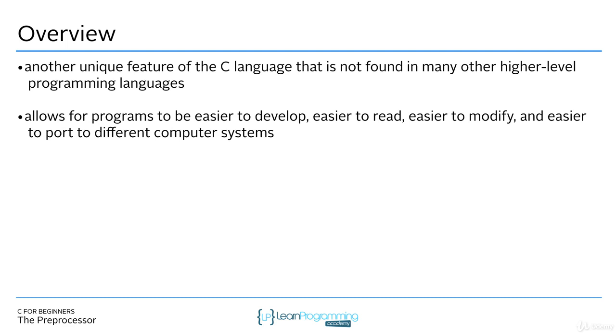It basically allows for programs to be easier to develop by the developer. It makes programs easier to read. It makes them easier to modify, and it makes them easier to port. So it allows for a lot of advantages. And so to have a description, understand what it is in an early learning of C is important.